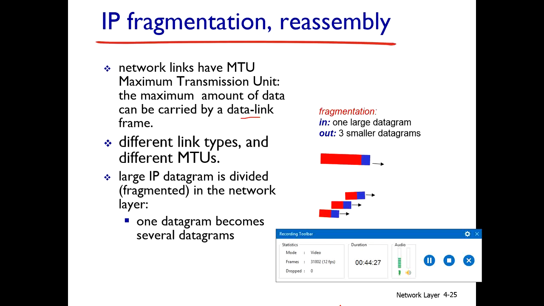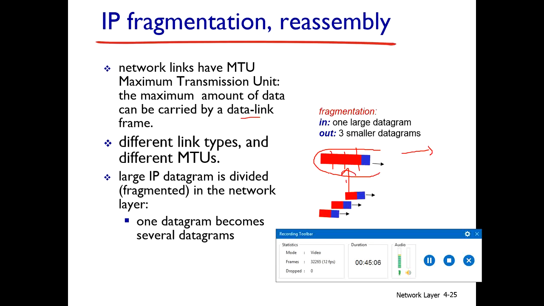Large IP datagram. If a device is sending a large IP datagram, it has to be fragmented in the network layer. Fragmentation means if the datagram is large, it will be broken down into certain pieces. So one datagram may become several datagrams. This is at the sender side. But when it arrives at a certain link whose maximum transmission unit is greater, then these several datagrams can be recombined. This is called reassembly.